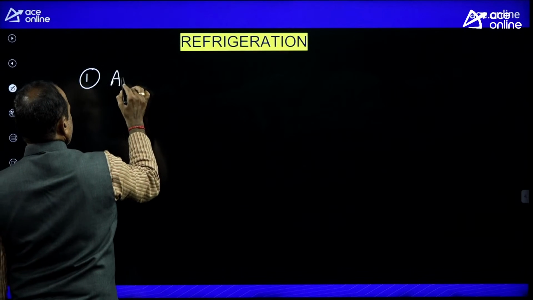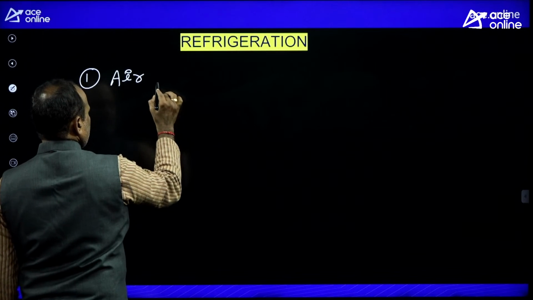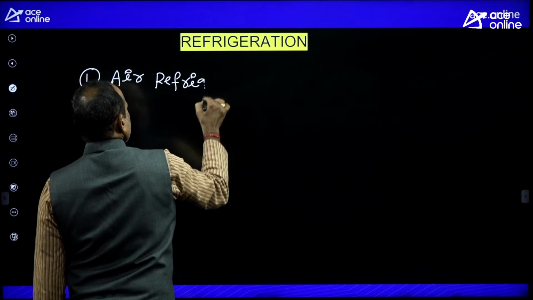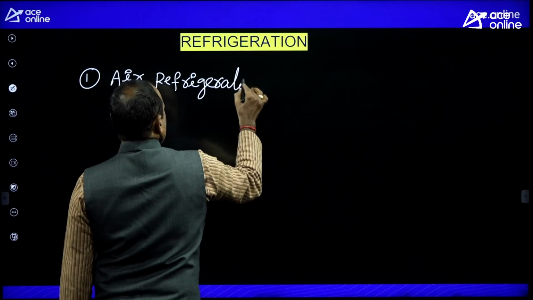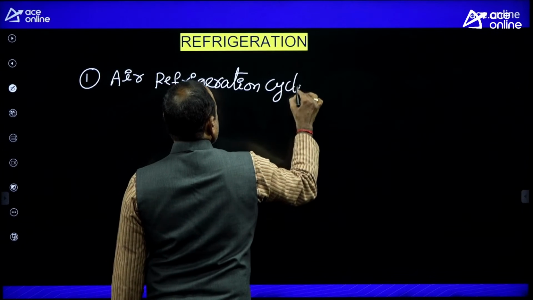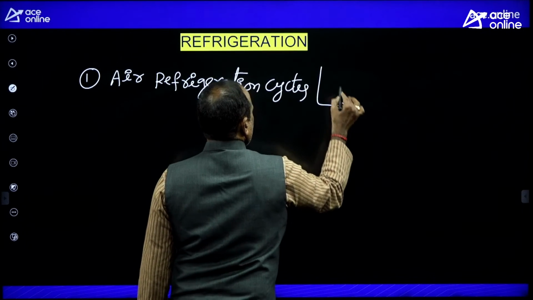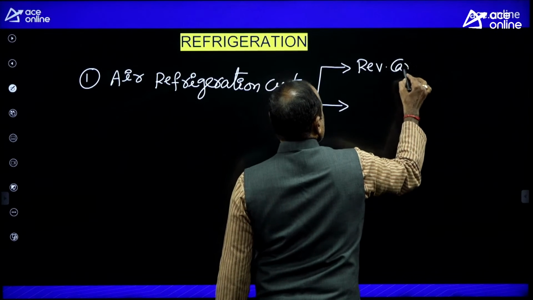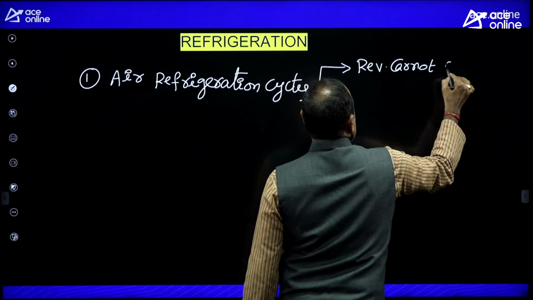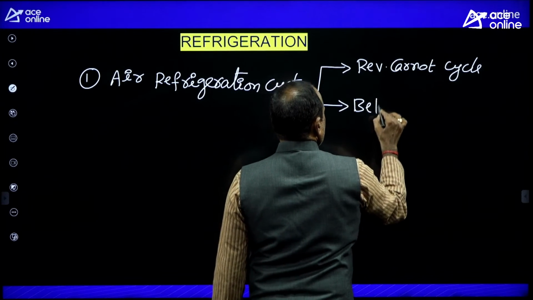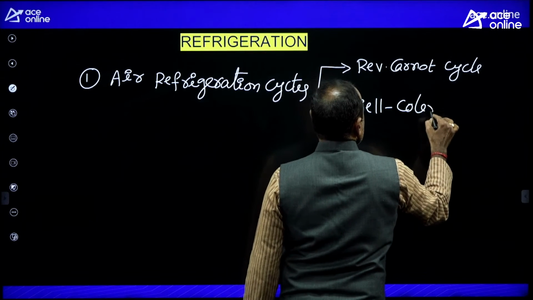Air refrigeration cycles for the GATE. Under air refrigeration cycles, you have only two cycles under GATE. First one is reversed Carnot cycle. Second one is Bell-Coleman cycle.